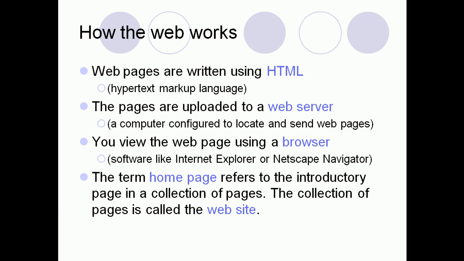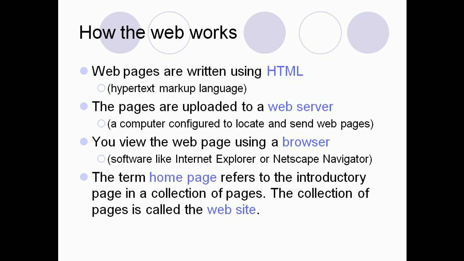Now, how the web works. Web pages are written using hypertext markup language. This is what the web understands. This is the language, but it is not a programming language. The pages are uploaded to a web server, a computer configured to locate and send web pages. So UW has its own web server. You view the web page using a web browser. So if you don't have a web browser, you can't view web pages.